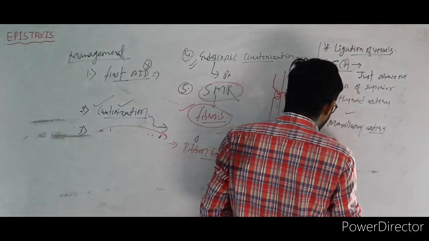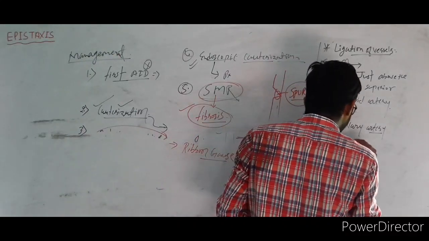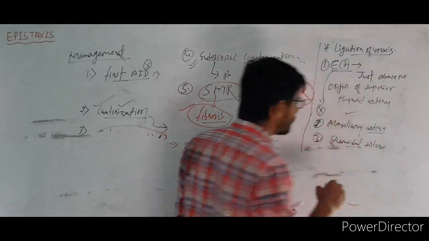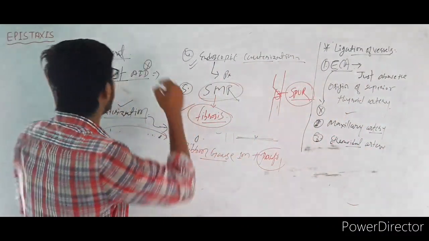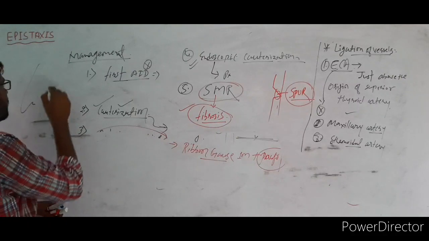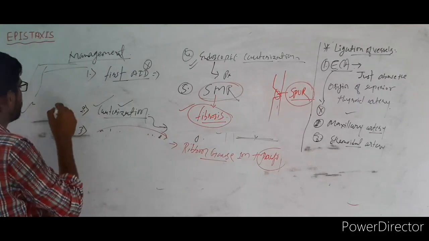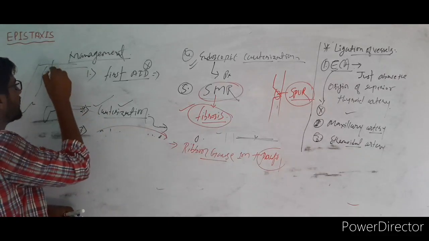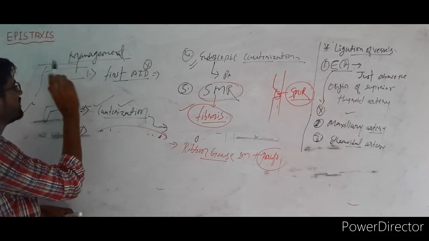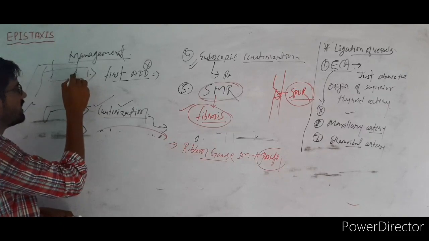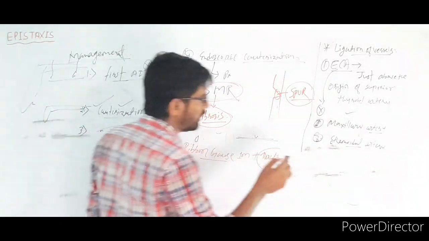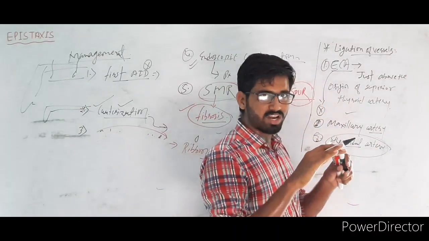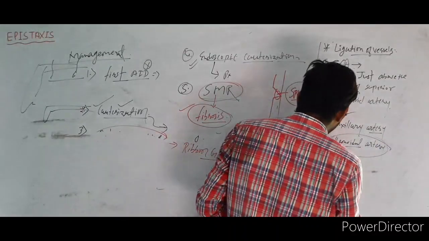Next thing is called ethmoidal artery ligation. And you know where the ethmoidal artery is supplying? Here is your nose, this is your nasal septum. The anterior ethmoidal and the posterior ethmoidal supply this region, and the posterior one supplies only up to this. So we have to ligate the anterior and posterior ethmoidal arteries. So this is the ligation.